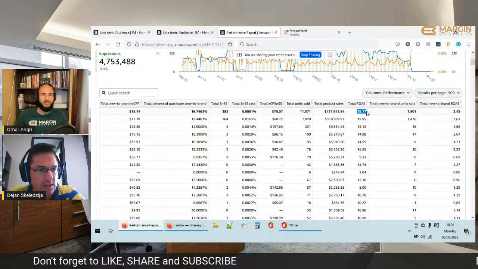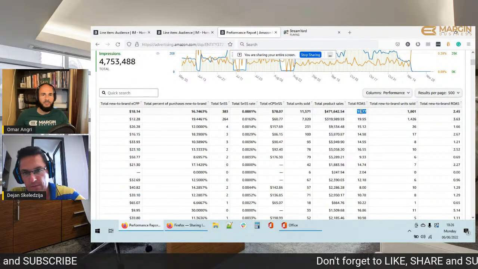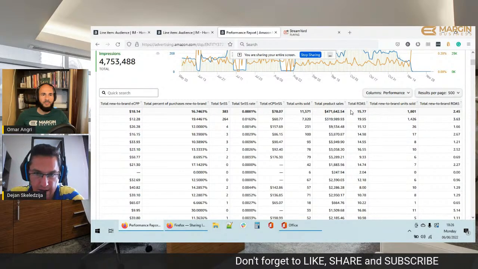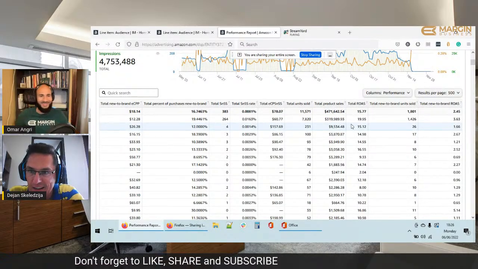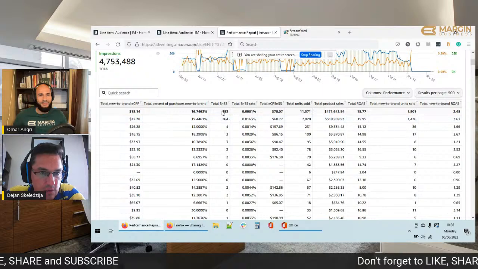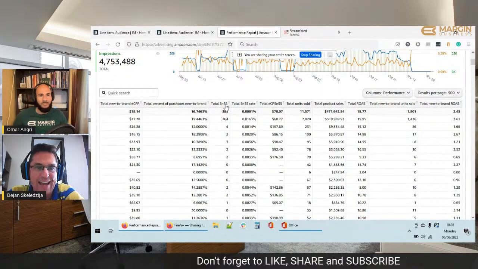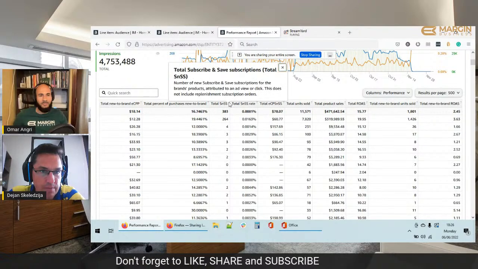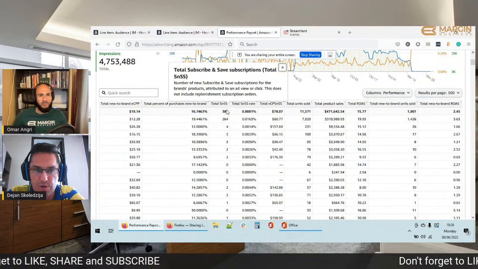A return on investment like this is not very often seen anywhere, except in the gray and black categories, which are usually not legal. So one thing here I would like to take a look at is this total SNSS. If you go here with the mouse over, it will say total subscribe and save subscriptions.